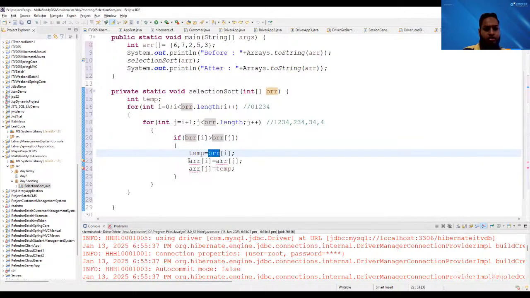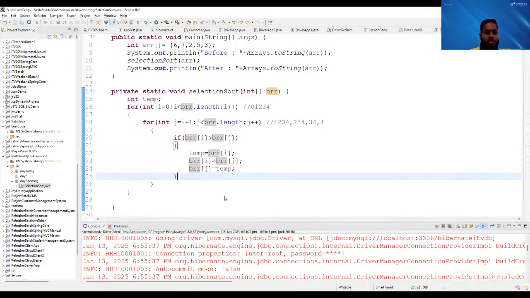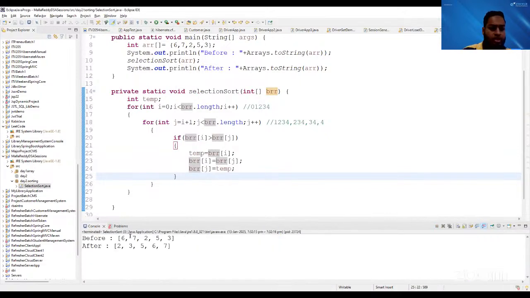So array is passed as a reference, not as value. Okay, perfect. Let's save it and run this code and check if it's running fine. And here you go. Before it was 67253, and after it is 23567.